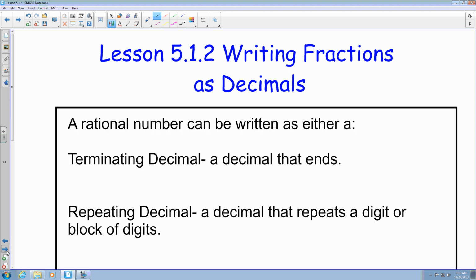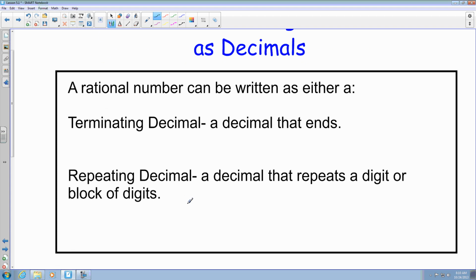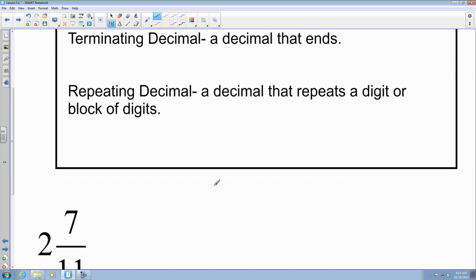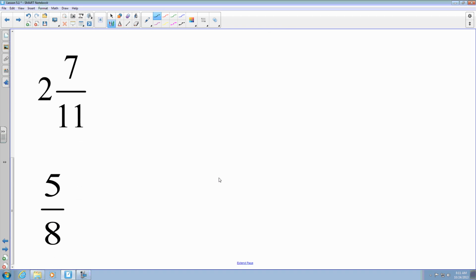Another thing we get to do is we are going to be able to write fractions as decimals. Now, when we're dealing with rational numbers, they can either be a terminating decimal, which means the decimal has an end, or it's a repeating decimal, and it repeats a digit or a block of digits. And I'll explain what that looks like. So I have two examples here. I have 2 and 7/11ths, and I have 5/8ths.